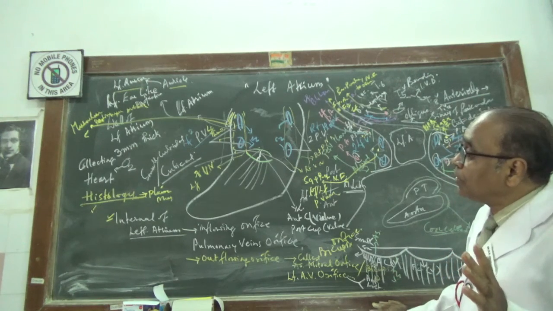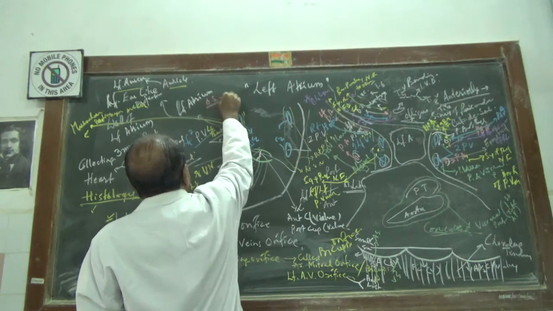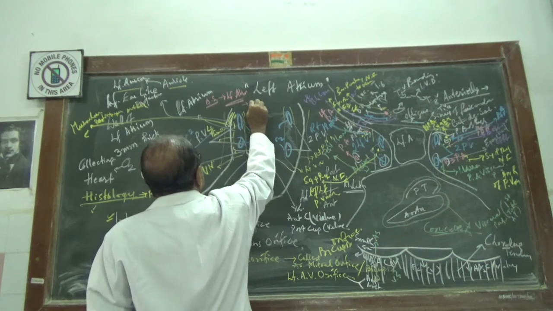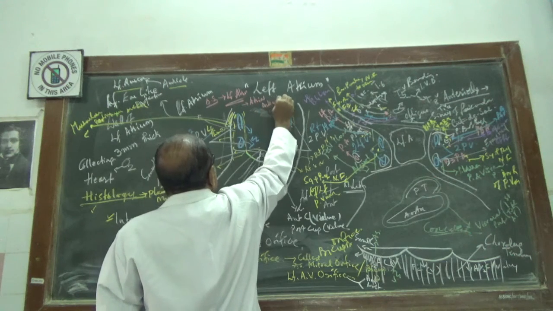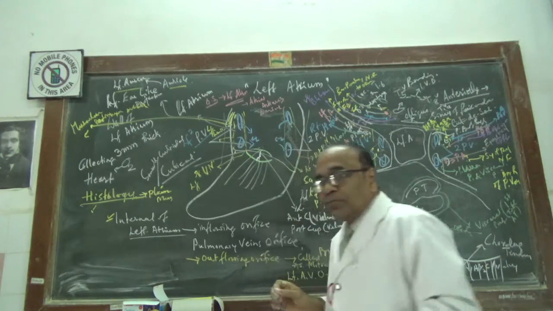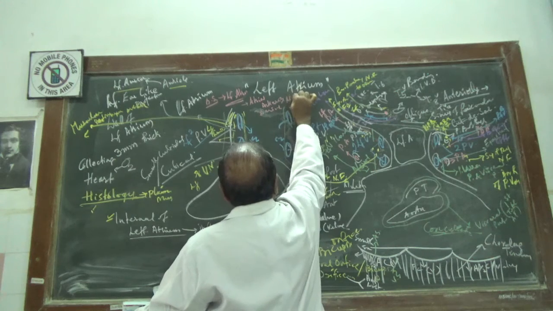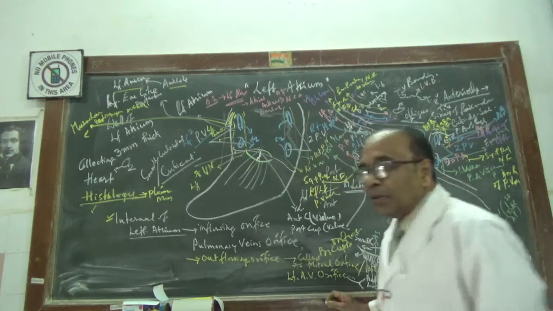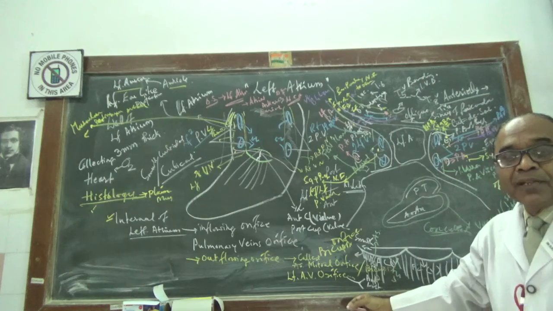Now coming to the blood supply. Blood supply for the left atrium is by atrial arteries derived from the left coronary artery and the right coronary artery, but specially from the left coronary artery.